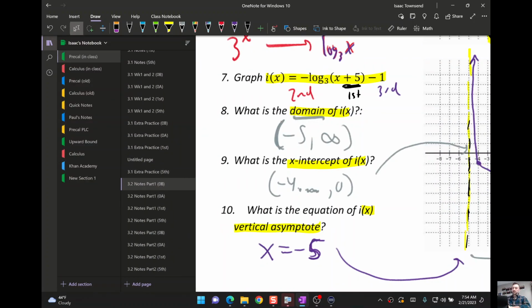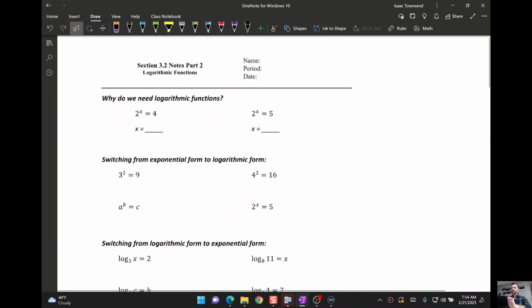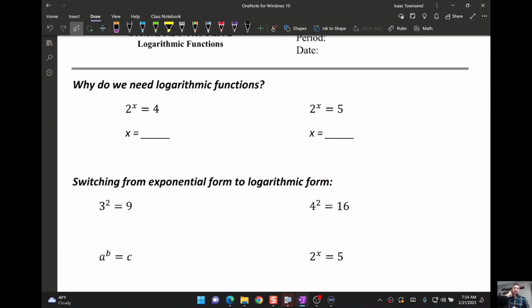Okay, then let's move on to the second part, where it's not so much graphing, but what is a logarithmic function? When do we need them? When do we not need them? And start to dip our toes in some of the properties.